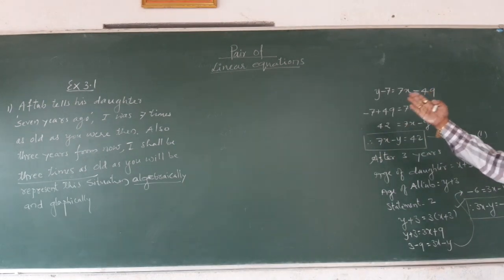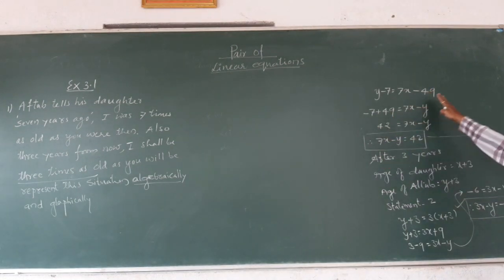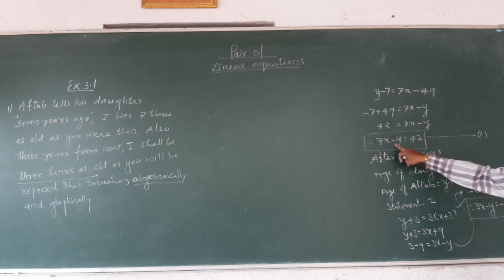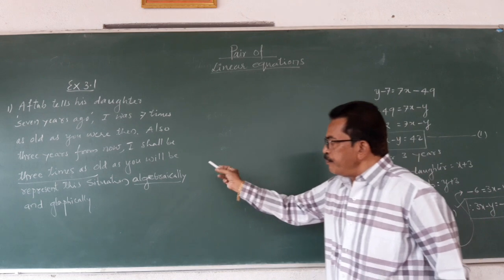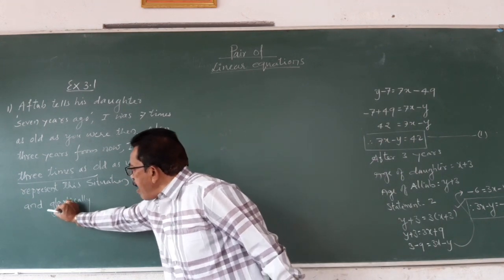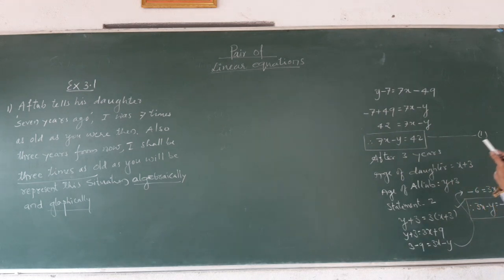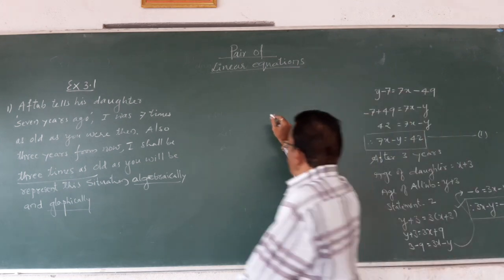See, the last part of that question, the first question, was the equations we got: 7x minus y equals 42, then 3x minus 5y equals minus 6. These are the equations related to that problem, that is the algebraic solution. So we have to see the question algebraically and graphically. We have to solve this equation graphically also. So what we have to do, here there are two equations. First equation is equation 1.